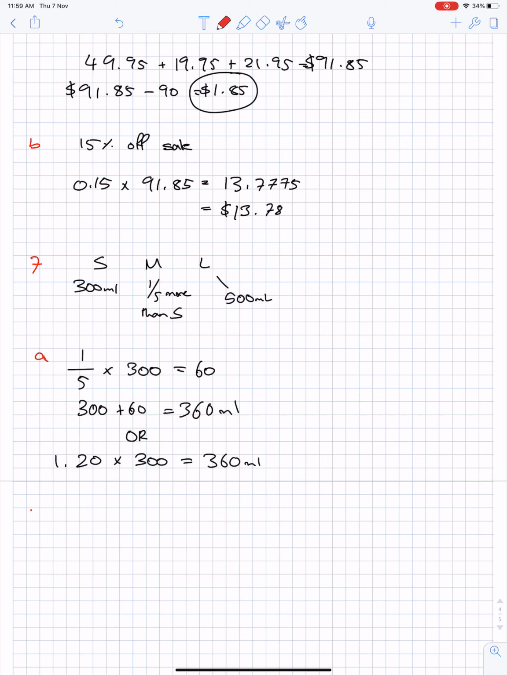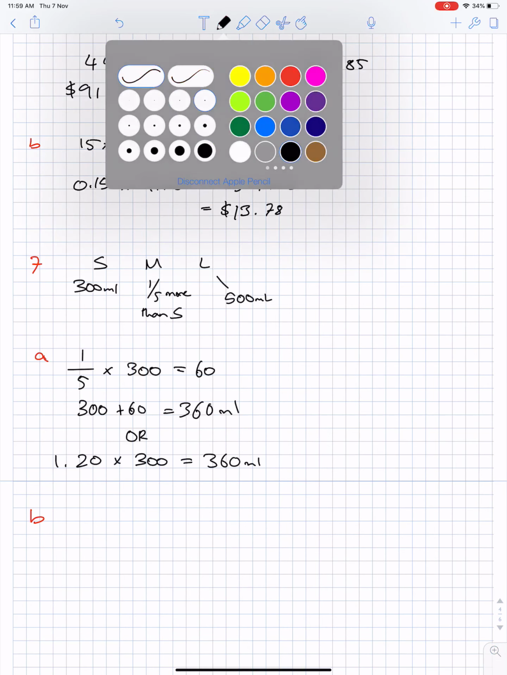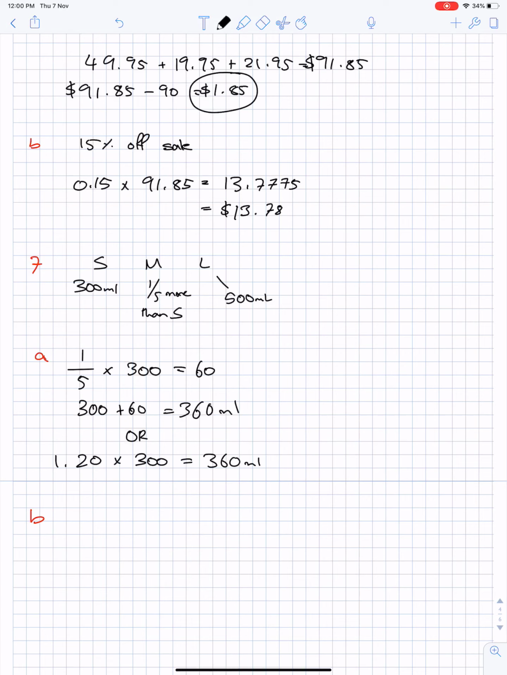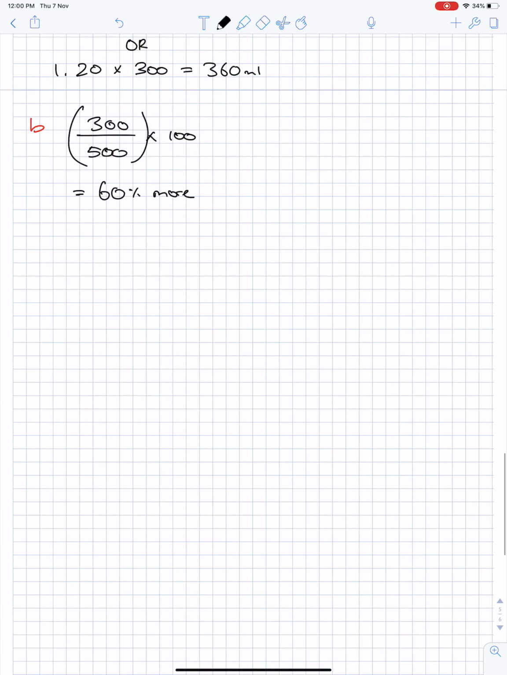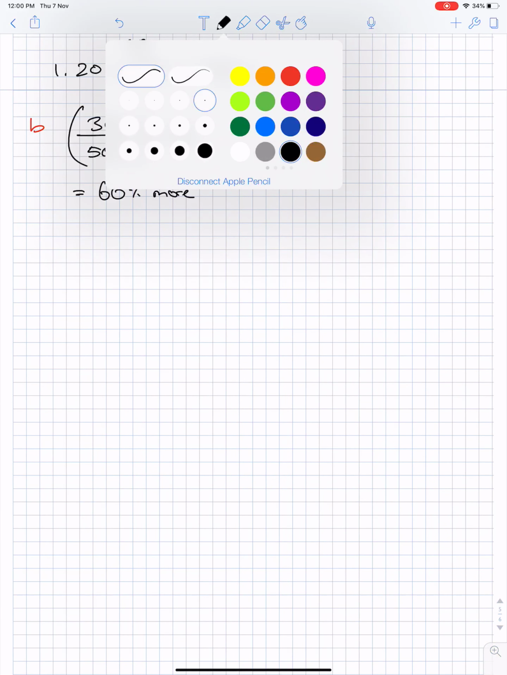B. What percentage more than the small thick shake is the large thick shake? So 500 minus 300 divided by 300 times 100, which equals 66.7% more. And that's question 7 done.